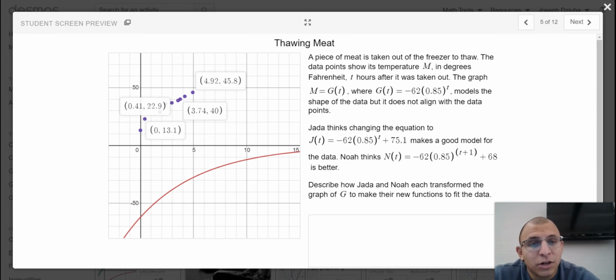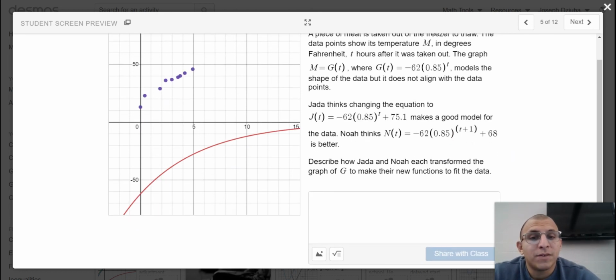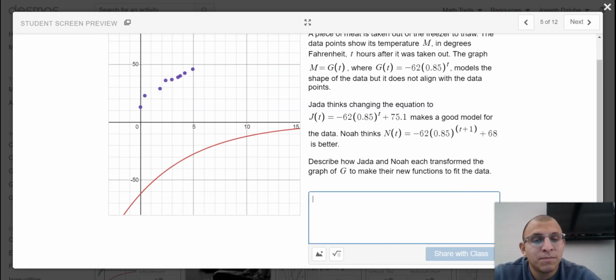Someone decided to create a function to model the data, but it clearly does not align. Jada thinks that if she modifies her expression in this fashion, that would be a better model for the data, whereas Noah thinks that making this adjustment would be a better idea. Before we even get to see what those functions look like, I would like for you to describe the adjustments that Jada and Noah did and how it's going to affect the graph of the original function.